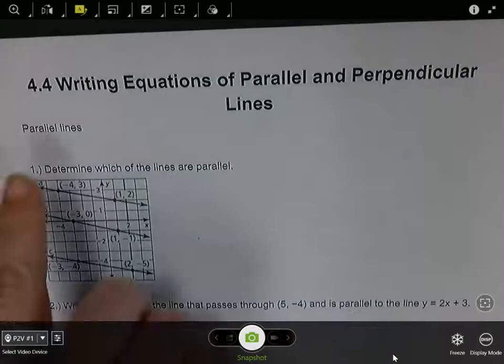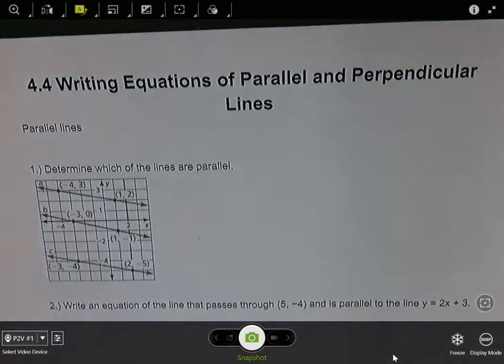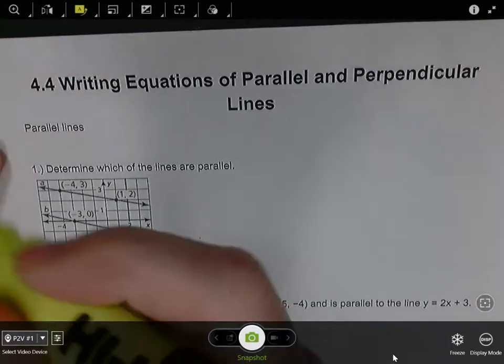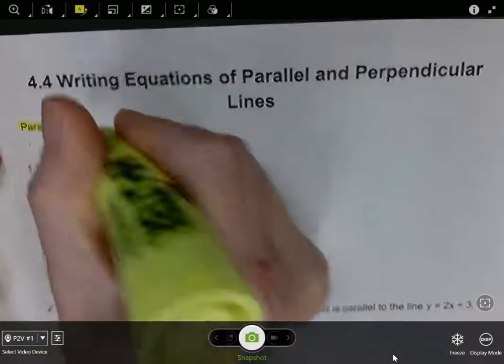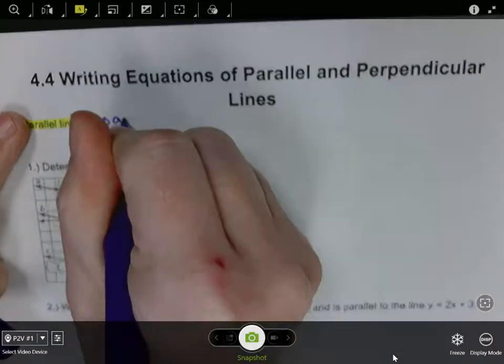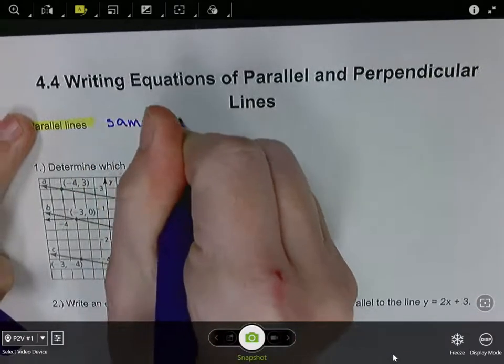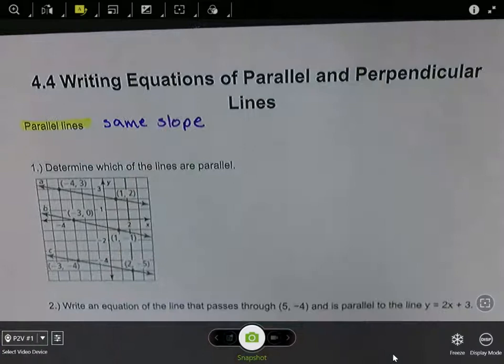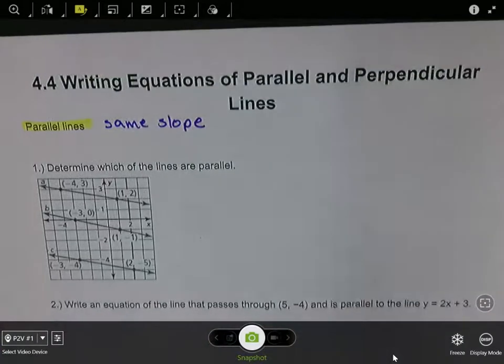Okay? All right, so first thing we're going to discuss is parallel lines. Hopefully you recall from previous years that parallel lines have the same slope. So in order for two lines to be parallel, that means they never intersect, they never touch each other. They would have to have the same slope. Okay? So for instance, number 1 says determine which of the lines are parallel.